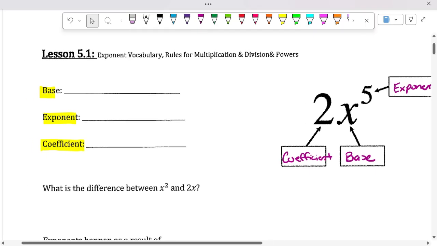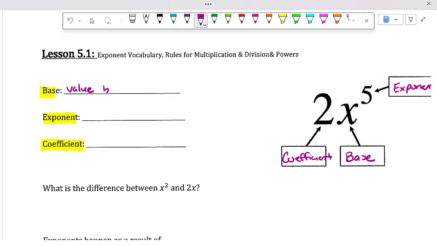All right. So your base, that is the value being raised to a power. And remember, a base can be either a number or a variable or both. So it can be just a number, just a variable, or both. In this case, it's just the variable because if it was both, it would be in parentheses, but it's not. I forgot a word. Being raised to a power.